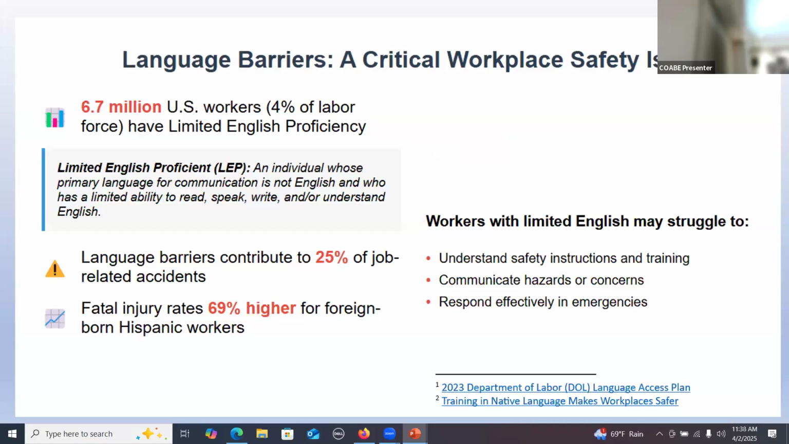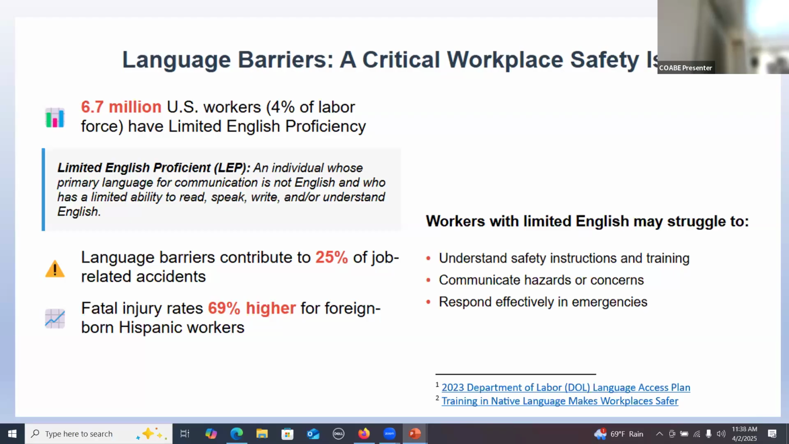So in the US, 6.7 million US workers, which is 4% of the total labor force, have limited English proficiency. And that is according to the Labor Department. I believe that statistic came out in 2023. So what is limited English proficiency, or LEP?